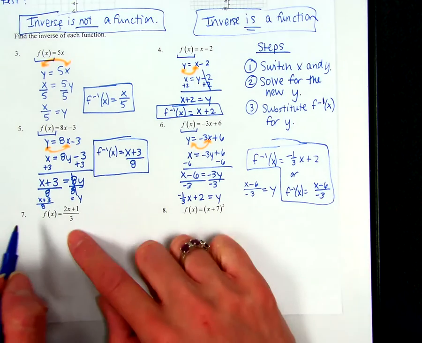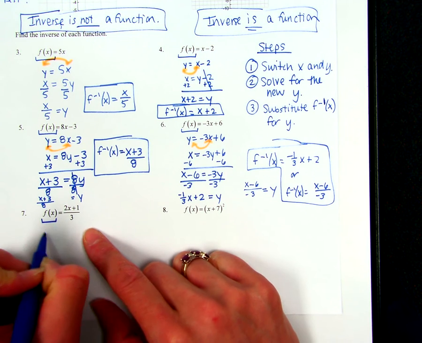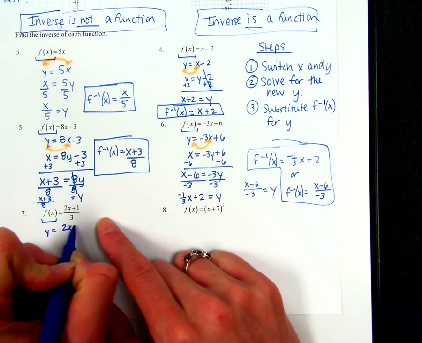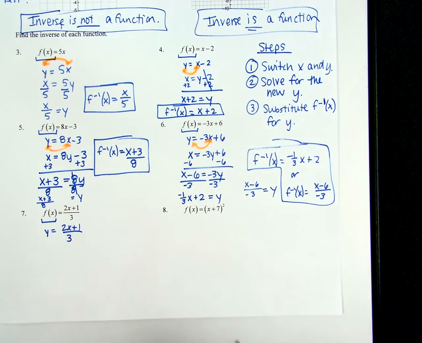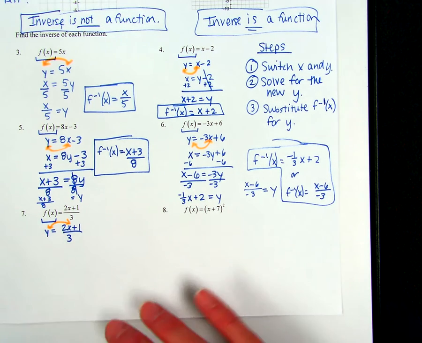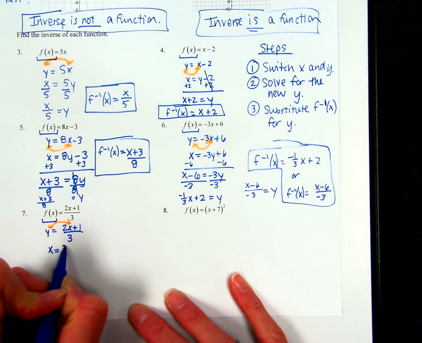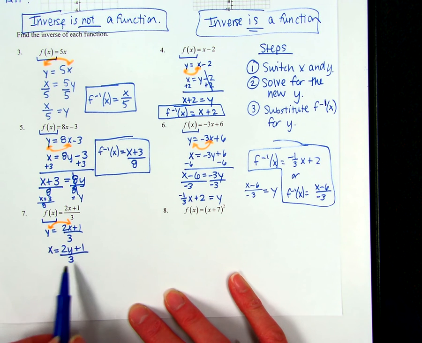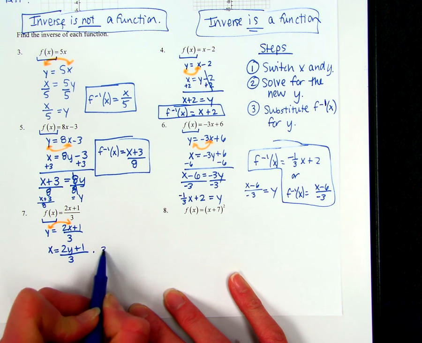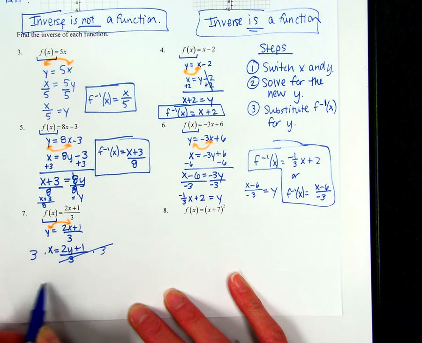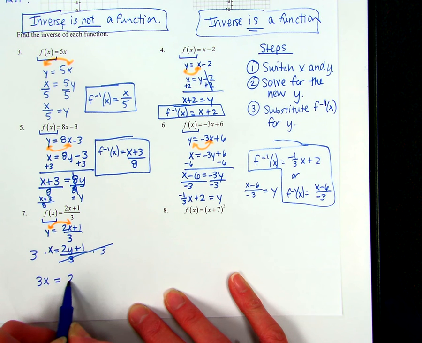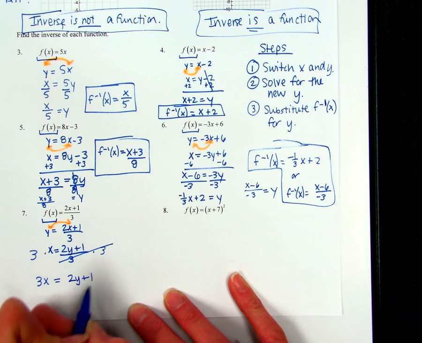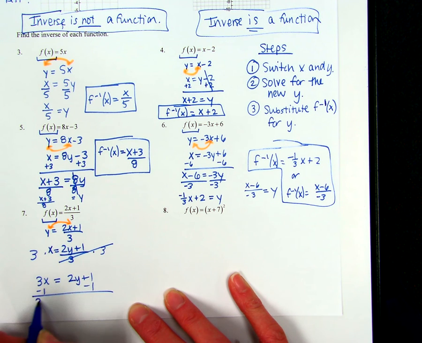All right, so number 7, 2 problems left. We got y equals 2x plus 1 over 3. So you take your x and y, you're going to switch them. We got x equals 2y plus 1 over 3. So I'm going to undo this divide by 3 first to get my y by itself. If I multiply it by 3 on both sides, I get 3x equals 2y plus 1. Now I'm going to subtract 1. So 3x minus 1 equals 2y. And then I'm going to divide by 2.